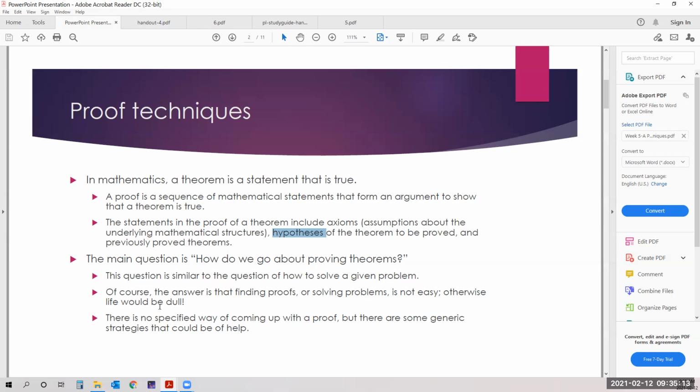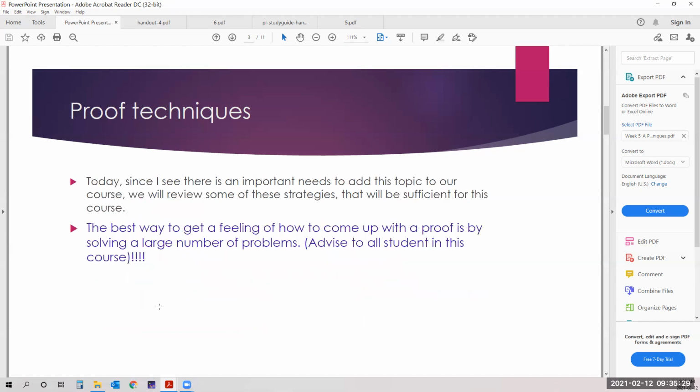However, our goal is to prove that this theorem is true, or that this is the solution to the problem, or how we prove a given argument or a constraint. Today, since I see there is an important need to add this topic to our course, we will review some of these strategies, some of them, that will be sufficient for this course.